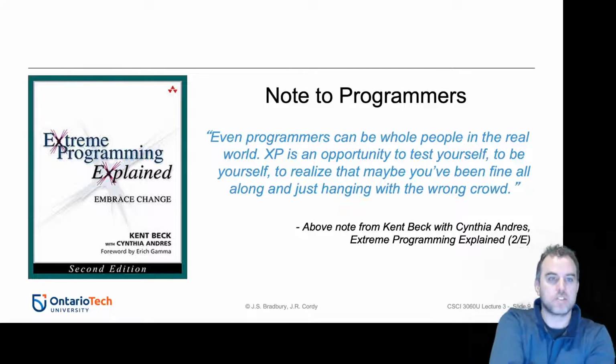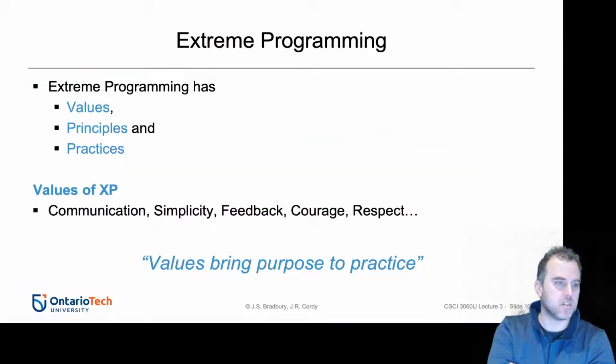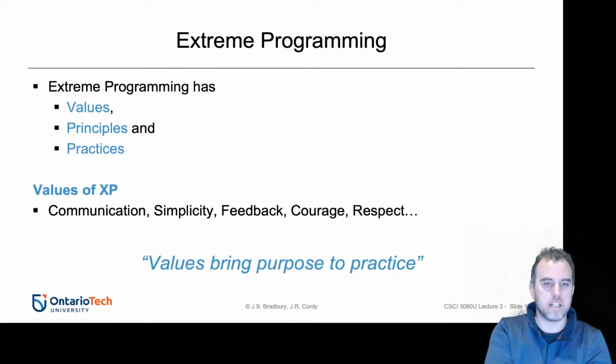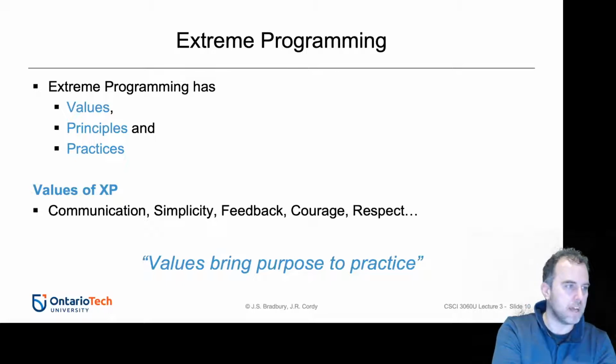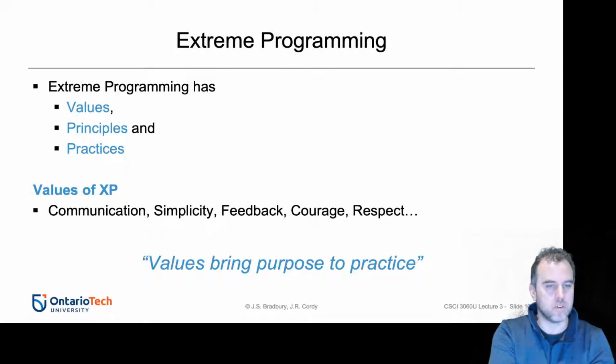So extreme programming has its own values, principles, and practices, but largely the values and the principles overlap heavily with the Agile Manifesto. There are some slight variations, but in general they're very similar. The idea with the values is that they're supposed to bring purpose to practice, meaning you should be able to look at your practices and they should embody those values. And if they don't, then you're probably doing something that isn't aligned with what you want to be doing.